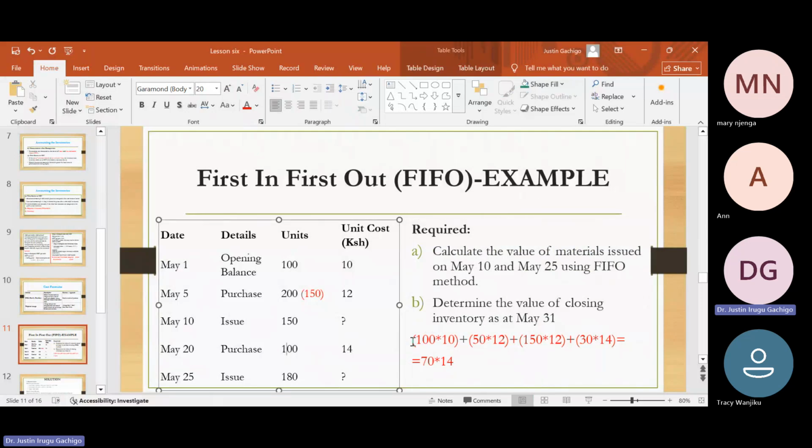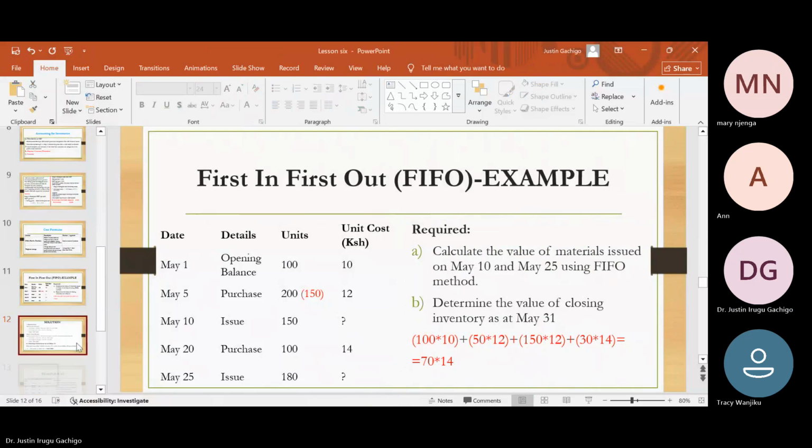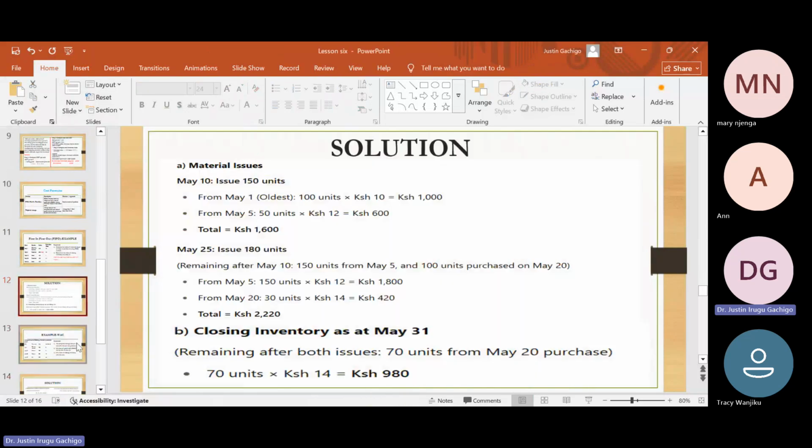Yeah, 70. The 70 are from here. Remember, this is what we have issued. We have issued 100, we have issued 50, we have issued 150, we have issued 30. So we just removed 30 from this one here. So what is remaining is 70. So 70 multiplied by 14. And that is how you're supposed to work on that one.